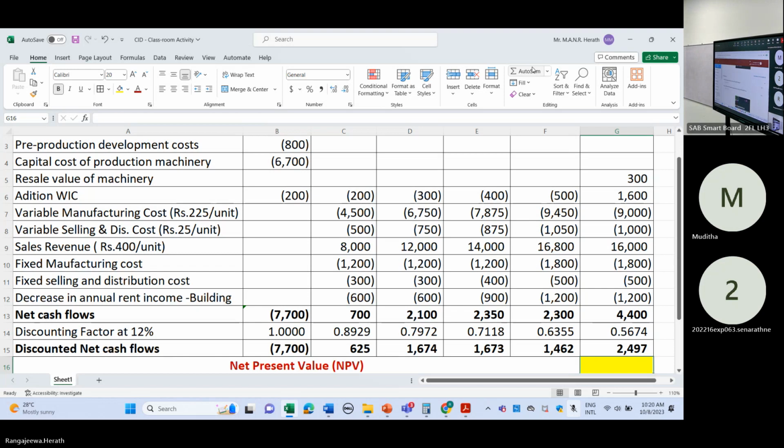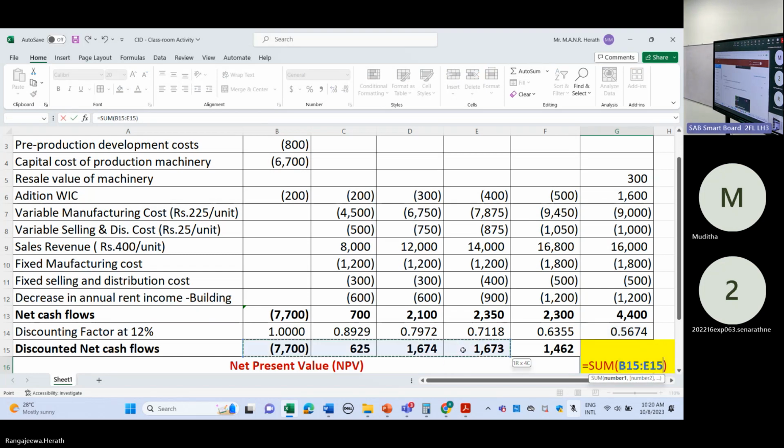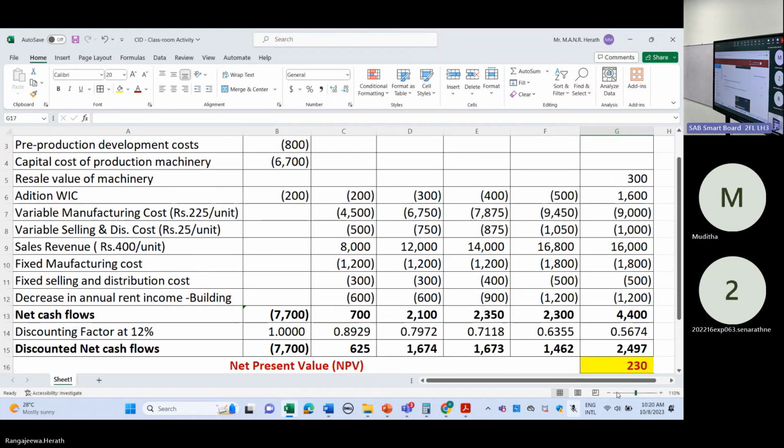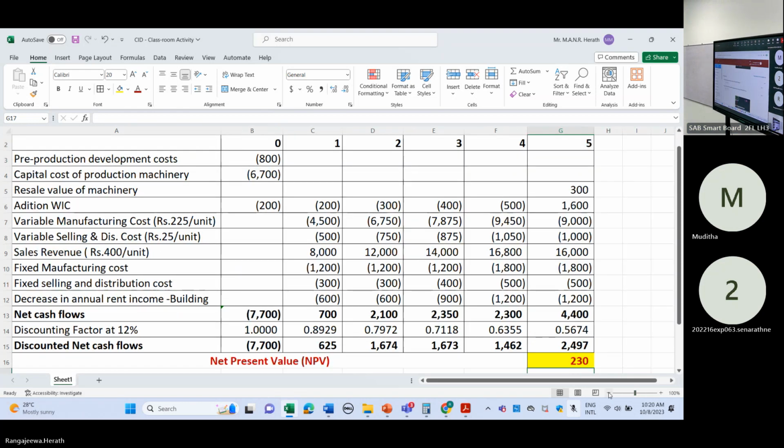Take 7,700 minus 625 plus 1,674 plus 1,673, right? So we have a small positive net cash flow of 230. Net present value 230.